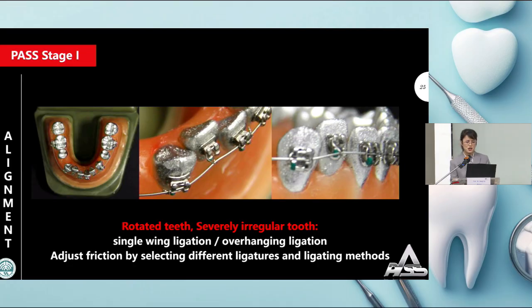We can adjust friction by selecting different ligatures and ligating methods. For example, selecting a 20 or 25 or 30 ligature wire based on the severity of rotation of anterior teeth. The single wing ligation can be used on rotated teeth and overhanging ligating on severely irregular teeth. We can see a single wing here, and sometimes we use overhanging ligating. You can see a single wing and an overhanging ligating.